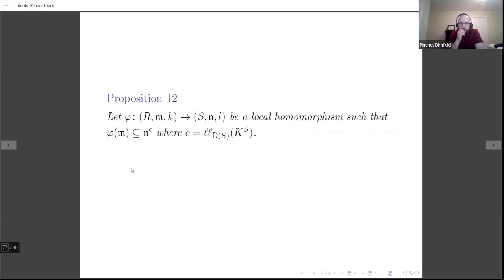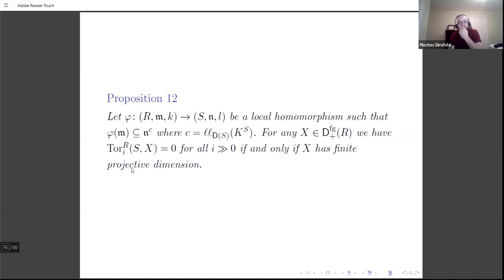So let's make a proposition. Let phi from R to S be a local homomorphism such that phi takes m into n to the power C, where C is the homotopical Loewy length of K^S, the Koszul complex in S.